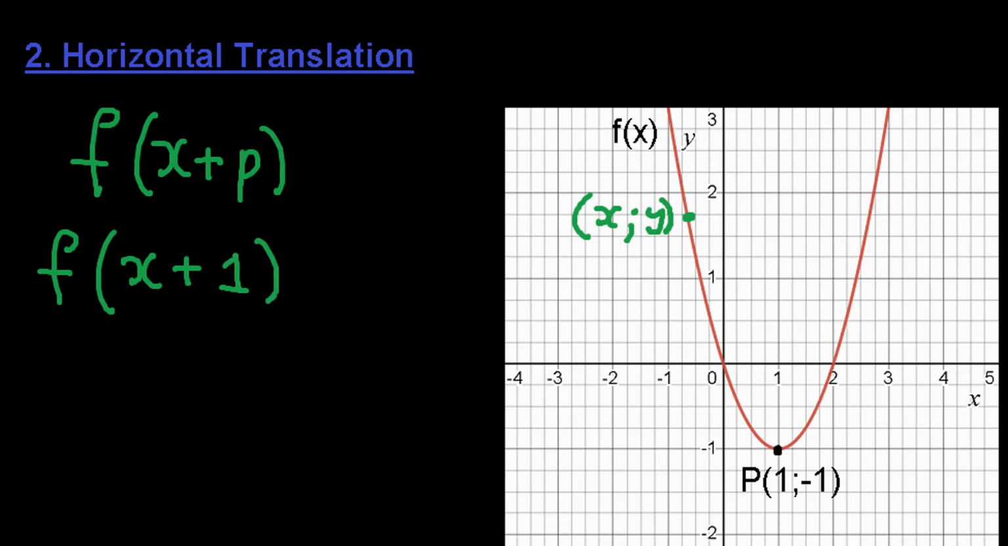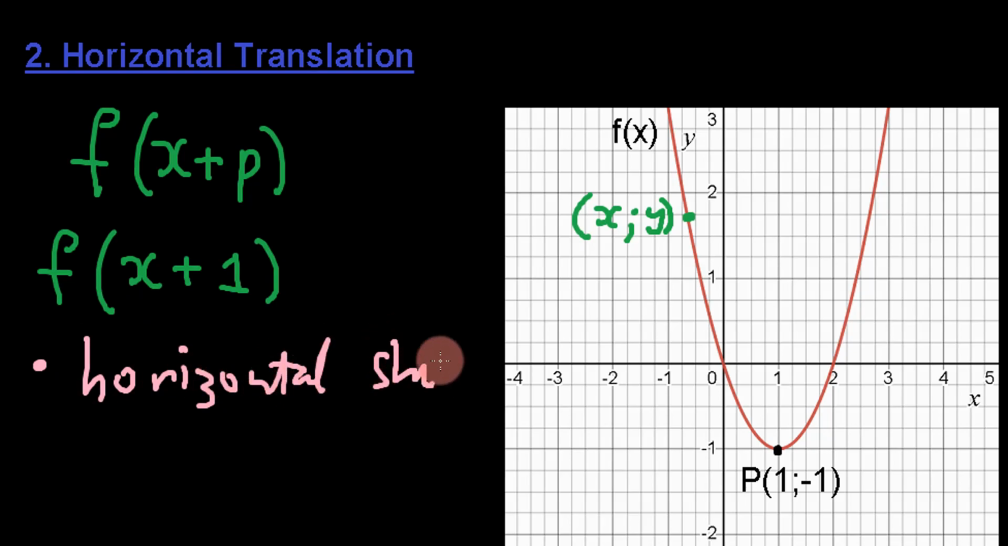So what's important to note here is that this is a horizontal translation or shift of 1 unit.